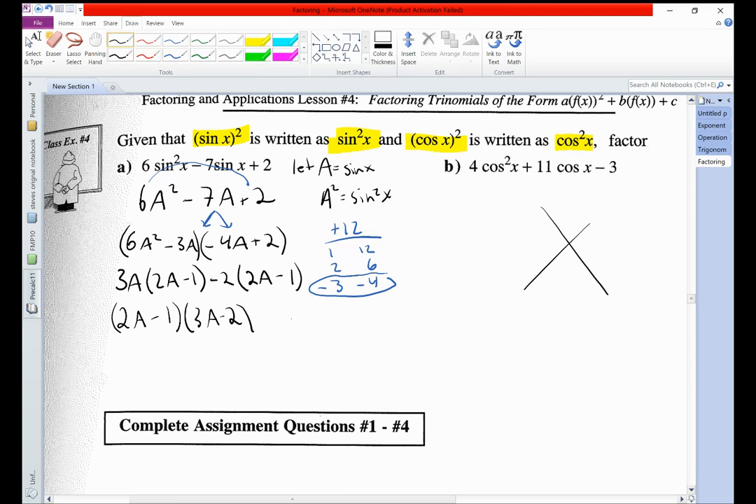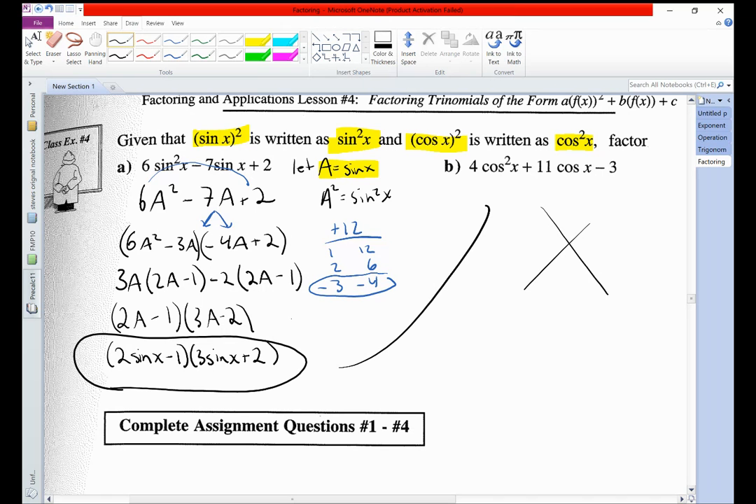And what we can do now is substitute back in the variable that we set up there. So we know capital A is equal to sine x. So we can write this as 2 sine x minus 1, 3 sine x minus 2. And there's our answer. Same thing works for cos as well. Same process.